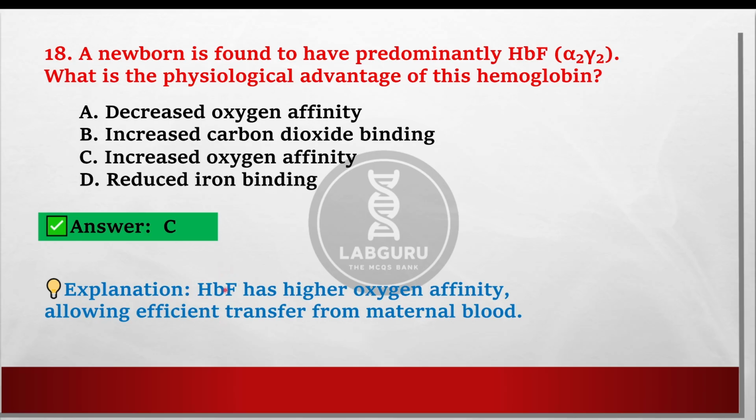Fetal hemoglobin has higher oxygen affinity as compared to adult hemoglobin, allowing efficient transfer of oxygen from the maternal blood because it has more affinity towards oxygen.